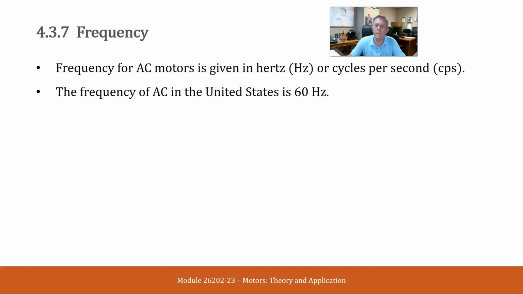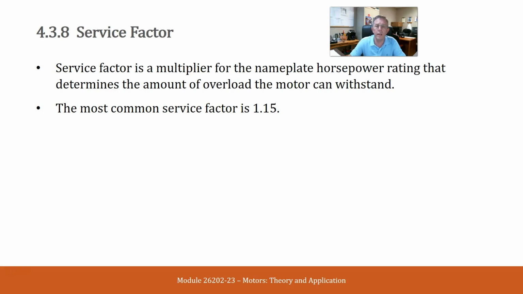Frequency. Frequency of AC motors is given in hertz or cycles per second. The frequency of an AC motor in the United States is 60 hertz. Service factor. Service factor is a multiplier for the nameplate horsepower rating that determines the amount of overload that a motor can withstand. The most common service factor is 1.15.